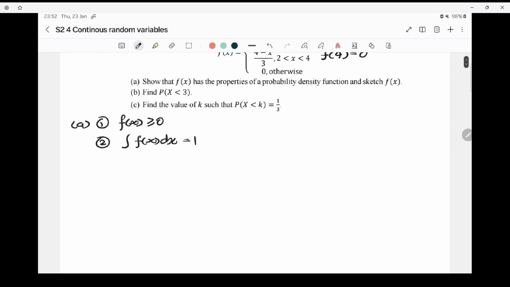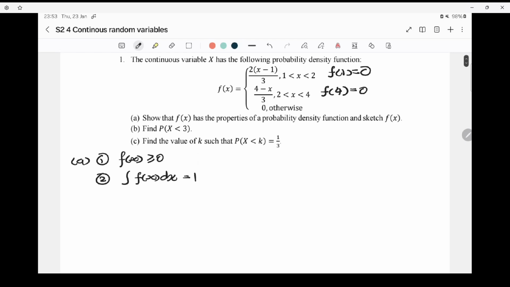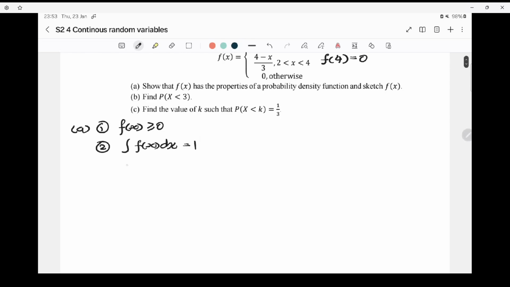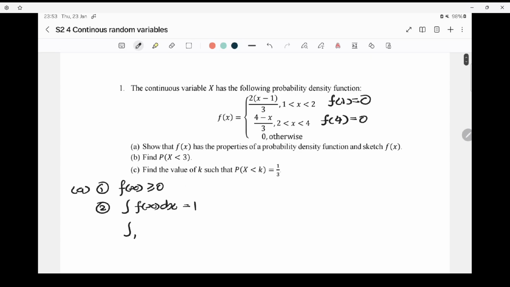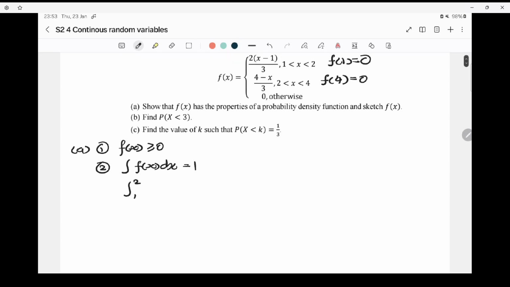Second point, how do you show this? The domain given is from 1 to 4. So what you need to show is that, integrating from 1, this is a piecewise function. From 1 to 2, you have to integrate (2x minus 1) divided by 3 dx. And then from 2 to 4, you need to integrate (4 minus x) divided by 3 dx. And you need to show that this equals 1.